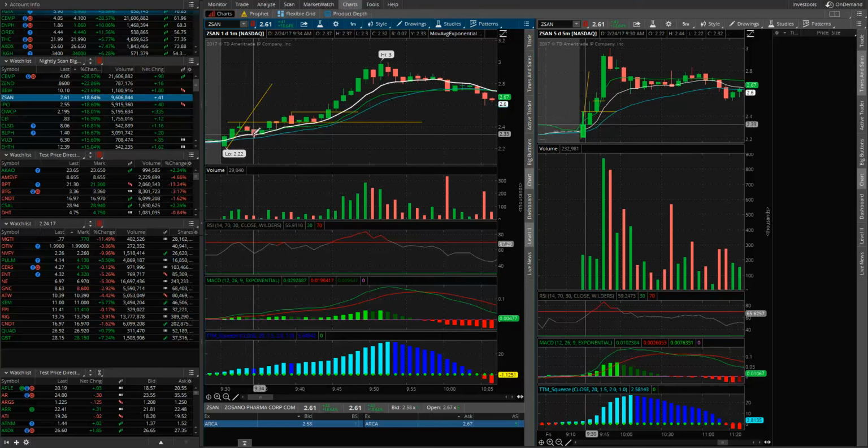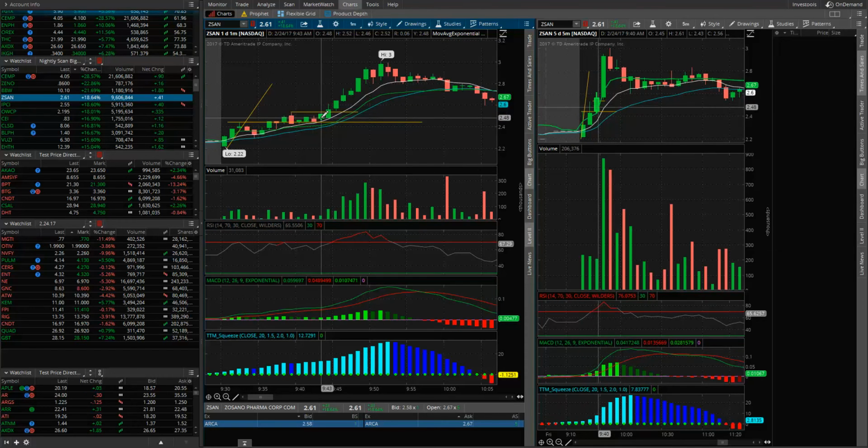Because you had the first pullback here and the second pullback here, I would have gotten in very quickly to get in and out, because I'm watching the MACD. It still looks very bullish. You've got the TTM squeeze, it's light blue, which is a very bullish sign. But the RSI is over 70, which means it's overbought, so this is due for a pullback. At this point, honestly, I would have sold somewhere, as this is just running.